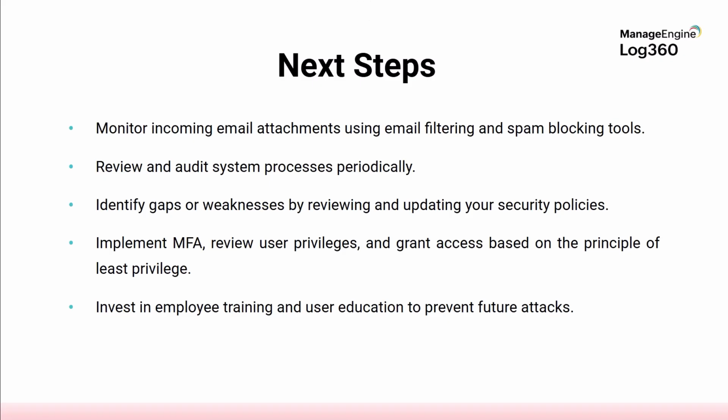However, to prevent future attacks, here are some steps you can take. Monitor incoming email attachments using email filtering and spam blocking tools. Review and audit system processes periodically. Identify gaps or weaknesses by reviewing and updating your security policies. Implement MFA, review user privileges, and grant access based on the principle of least privilege. And lastly, invest in employee training and user education to prevent future attacks.